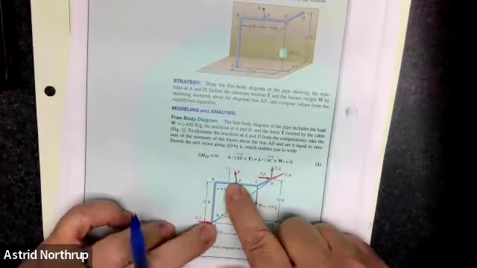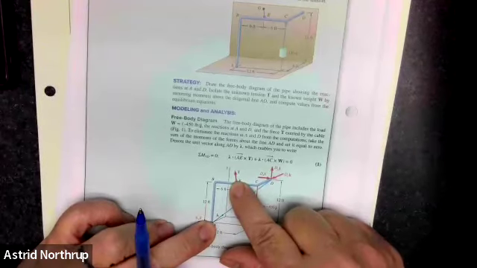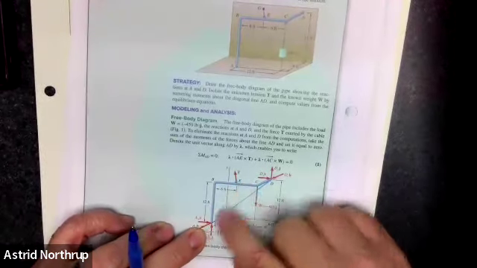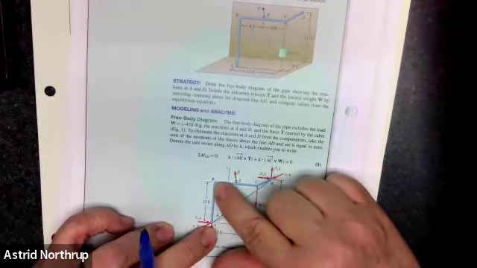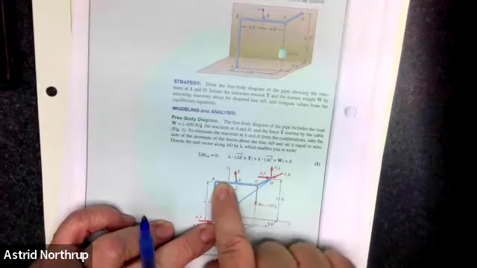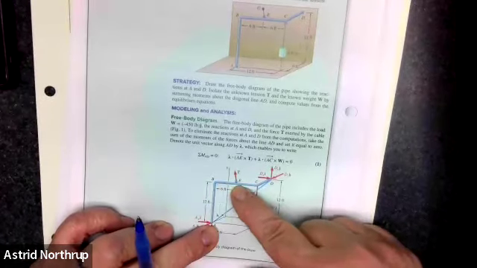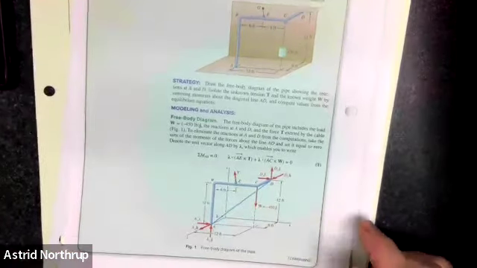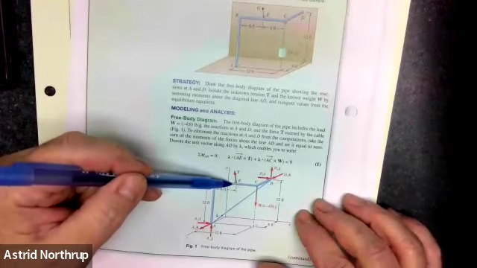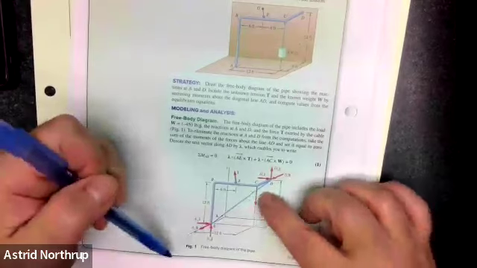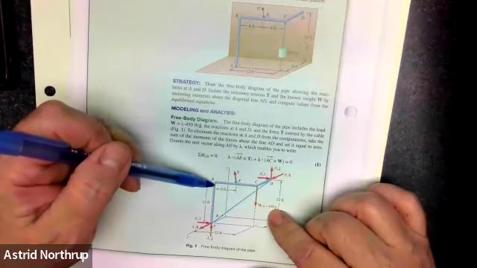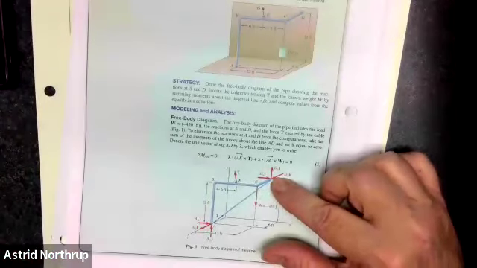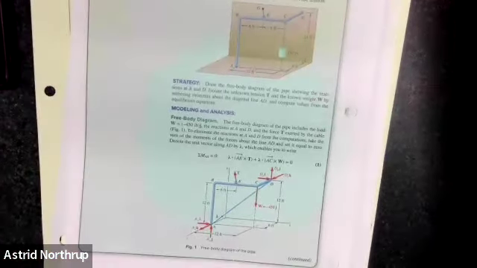Then you're going to have the moment that T causes about this point, which you can do using the determinant, right? Because you can write T as a vector and you can write R as a vector. R would just be from here to here, so 12 feet in the Y direction and 6 feet, so it'd be 6I plus 12J to get to here. And then the weight, 12I and 12J. And then D is going to have 3 components. You can set those up as determinants, right?